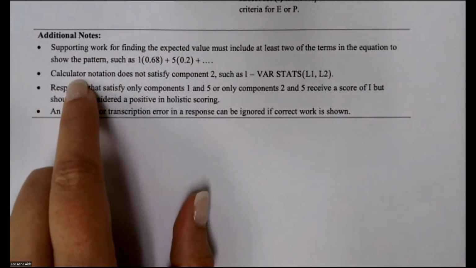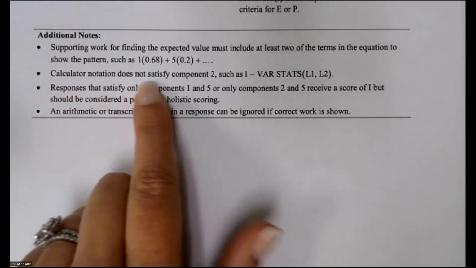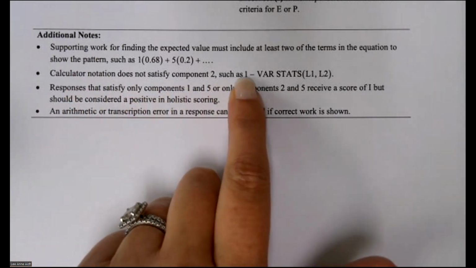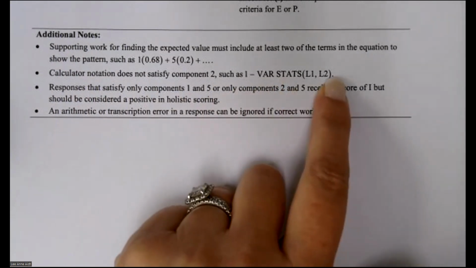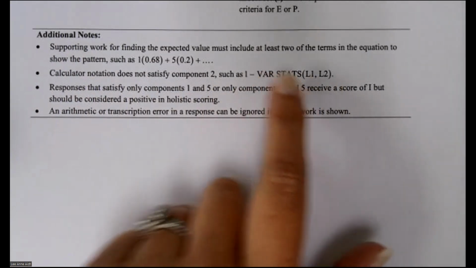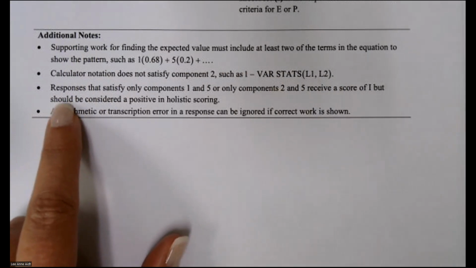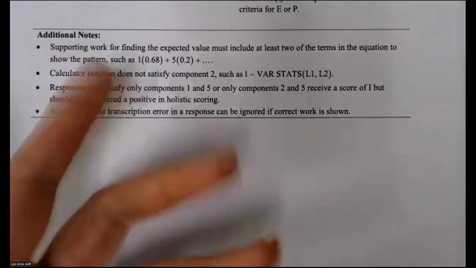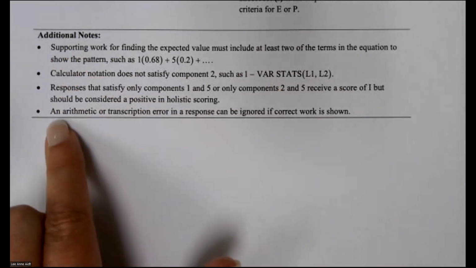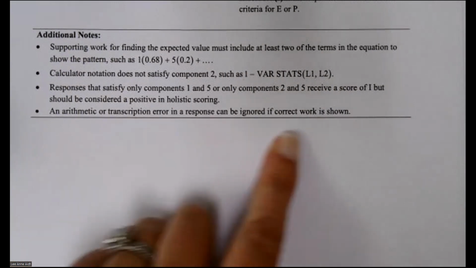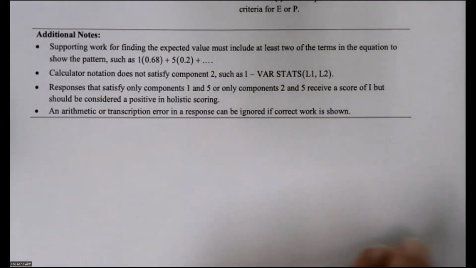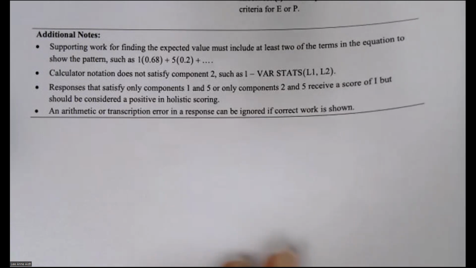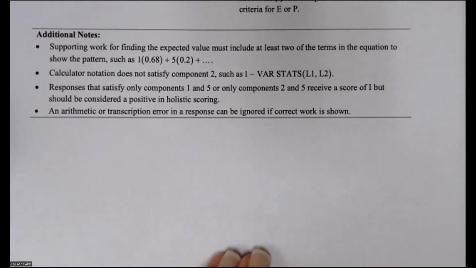Calculator notation does not satisfy component 2, such as 1-variable stats L1, L2. Don't write that. They don't want that. Remember that part, right? An arithmetic or transcription error in response can be ignored if correct work is shown. What's a transcription error? It means if you flip the numbers, like 7-1 or 1-7. No, that would be context.